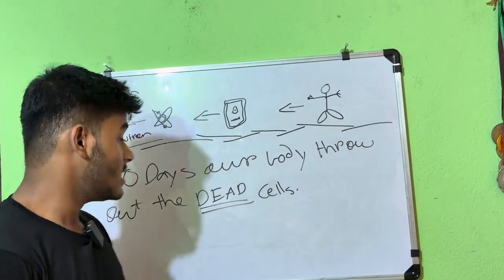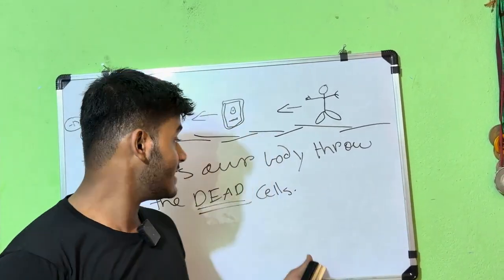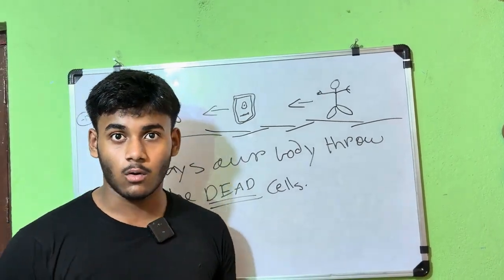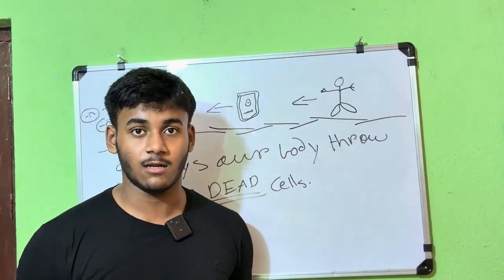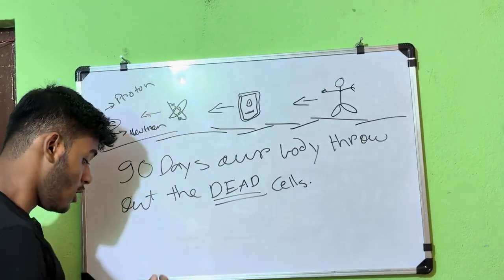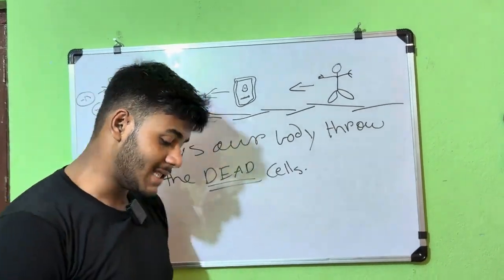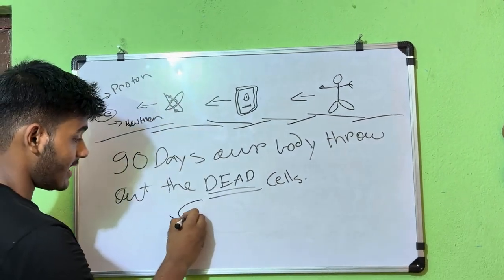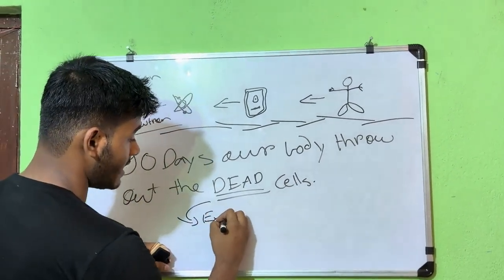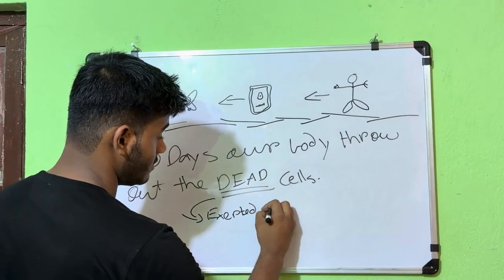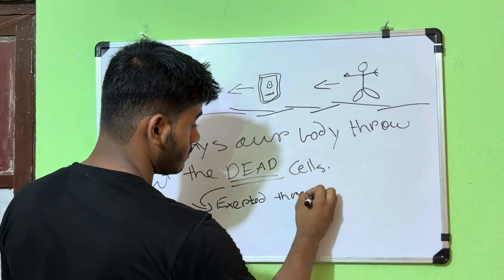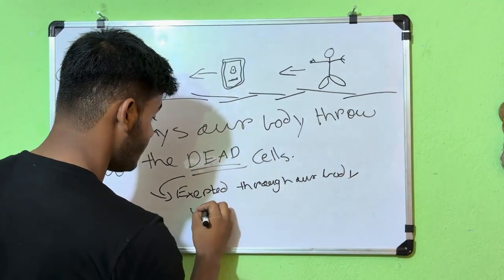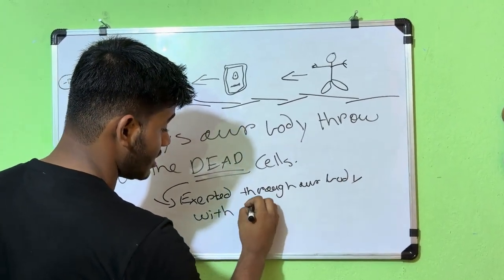Now, what I actually mean by dead cells is the cells that are no longer worthy to be fit in our body. Why and how are these cells thrown out of our body? To put it simply, these dead cells are excreted from our body through a very natural process, that is urine.